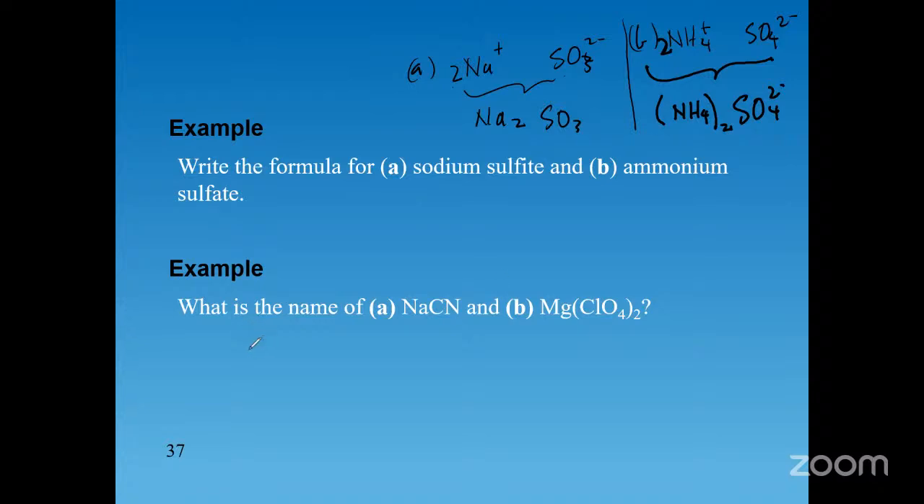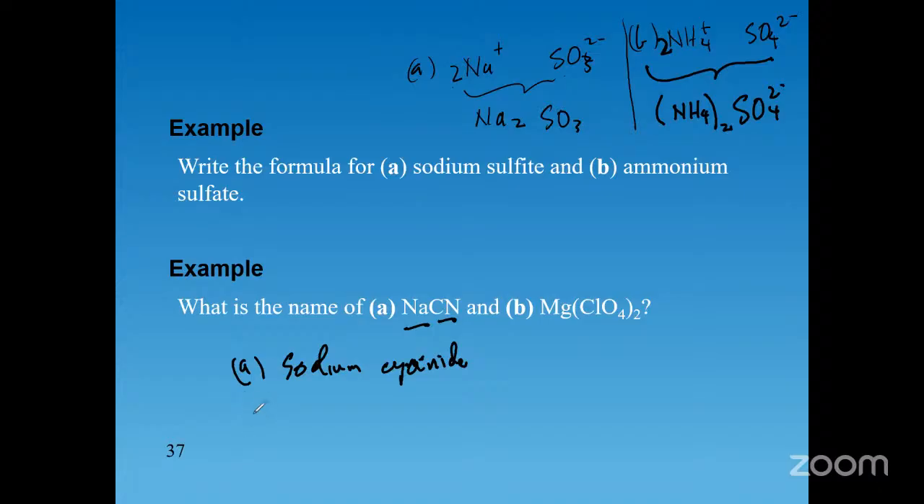Now, in the case of the second set of examples, you're doing the reverse. They give you the formulas and they're asking for you to name these compounds. So if you go to the tables, you see that this is a sodium ion and this is a cyanide ion. So the name of this compound is sodium cyanide. Something you don't want to consume unless you're contemplating suicide, all right?